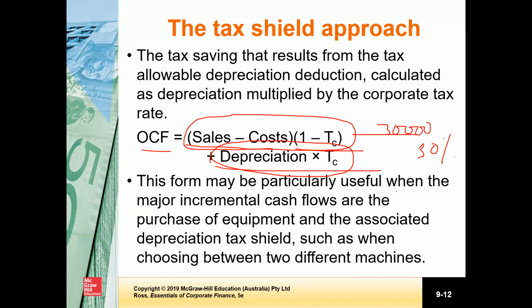The tax shield approach will always give the same answer as the basic approach that we have seen in the previous slide. So you might wonder why we bother. The answer is that it is sometimes a little simpler to use, particularly for projects that involve cost cutting. Either approach provides you the same result, so you can choose either one.